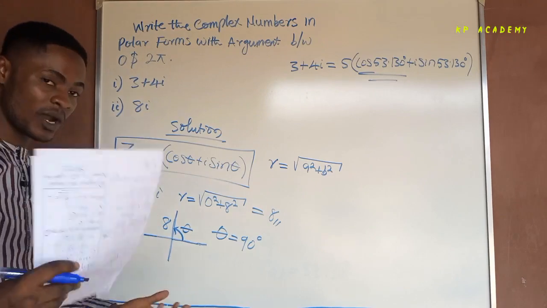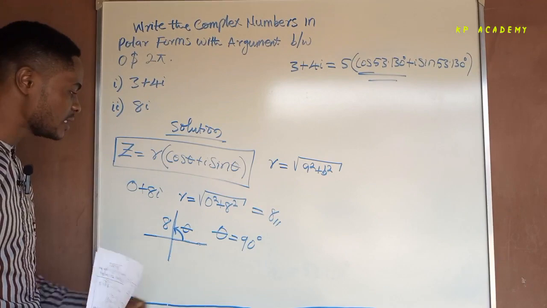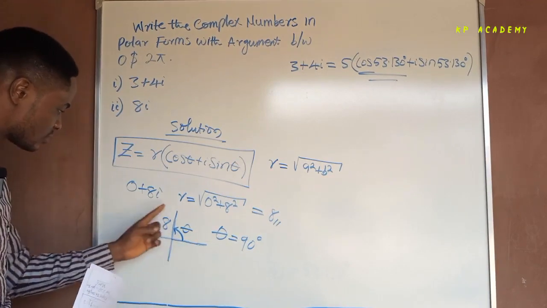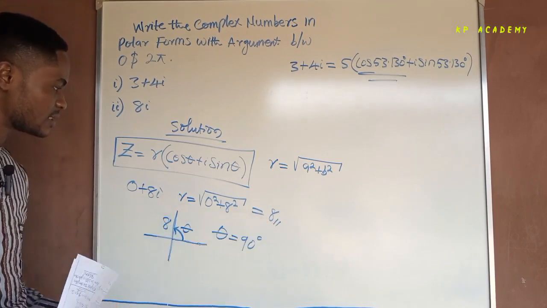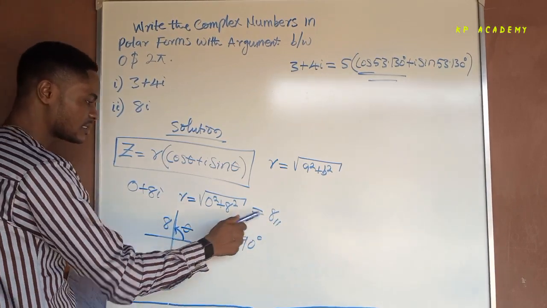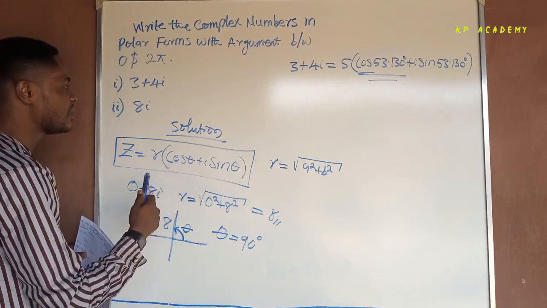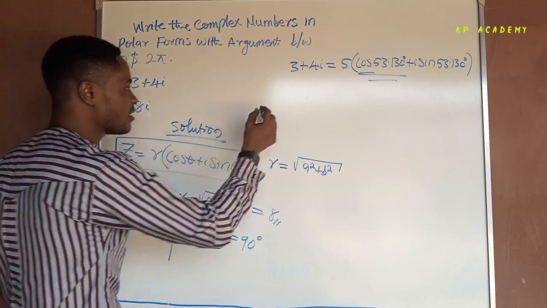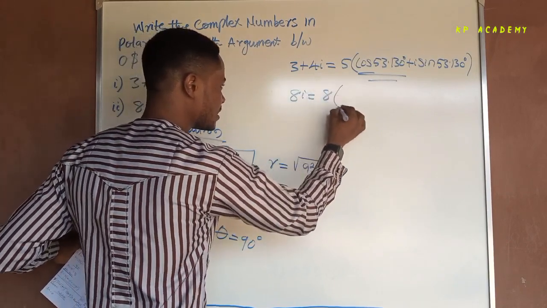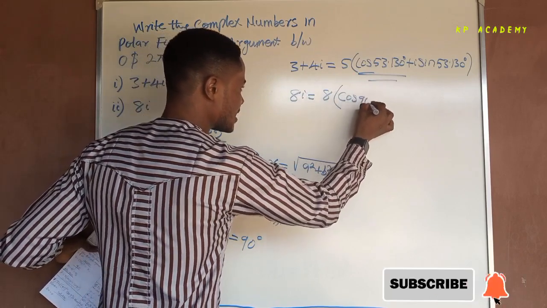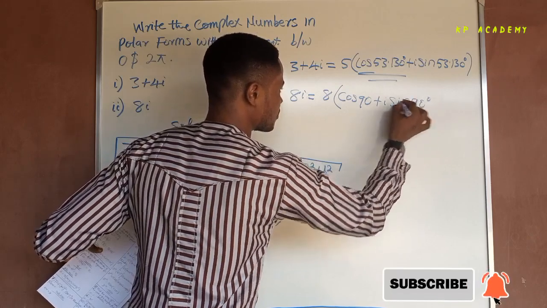Let me just say, we can rewind the video and listen to it over and over again. All right, so theta is equal to 90 degrees by reason of our diagrammatic expression here, and our modulus r is nothing but 8. So having gotten theta and r, we can now substitute this and this into this formula and get the polar form of this complex number. Therefore, 8i is equal to 8 into cos 90 plus i sine 90, of course, degrees.